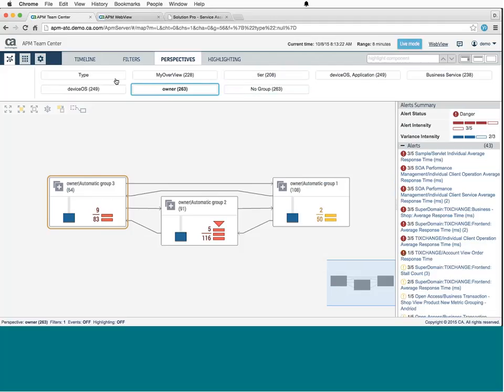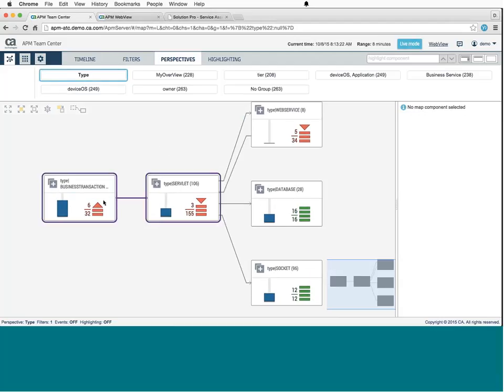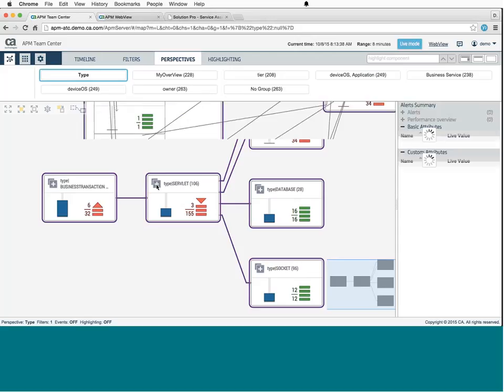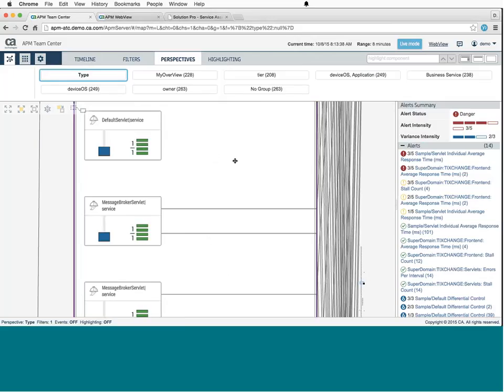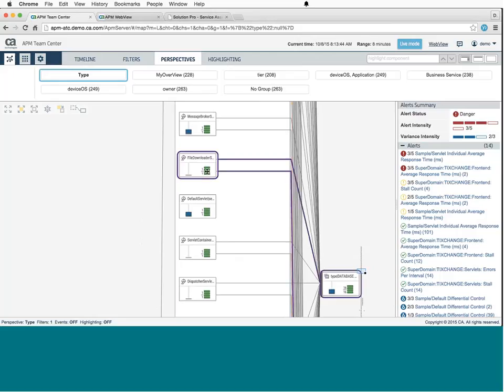If I group by type, you can see the different component types here. So we've got a set of business transactions. We've got, wow, over 100 different servlets, but all that complexity gets broken down by this perspective. So if I actually blow up the servlets, now you can see all of the different complexity of the servlets displayed here. So I can glide over the servlets, and you can actually follow call paths out to the backends and the databases here.